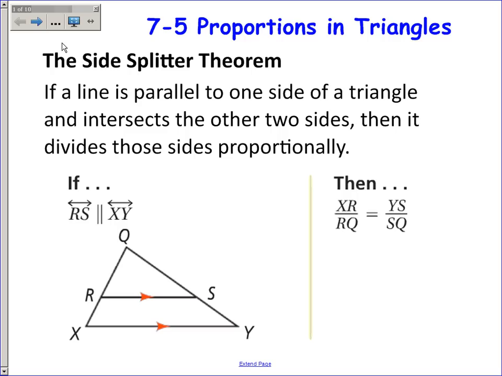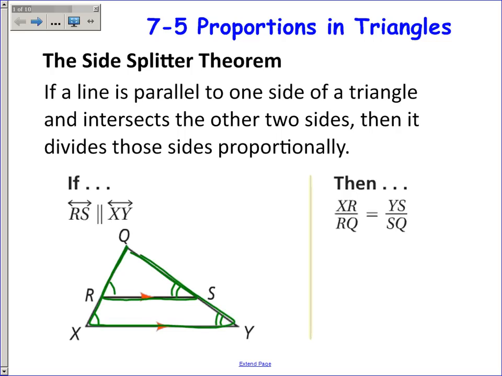Okay, so in this diagram, if RS is parallel to XY, then XR divided by RQ, that ratio, will be equal to YS over this length. We'll kind of explain briefly why that is, although it won't be sufficient for a proof. Since these lines are parallel, we know that these are corresponding angles and they're congruent. Similarly, these two angles are also corresponding angles and they're congruent. So it's easy to see that this smaller triangle and the big triangle are similar to each other.